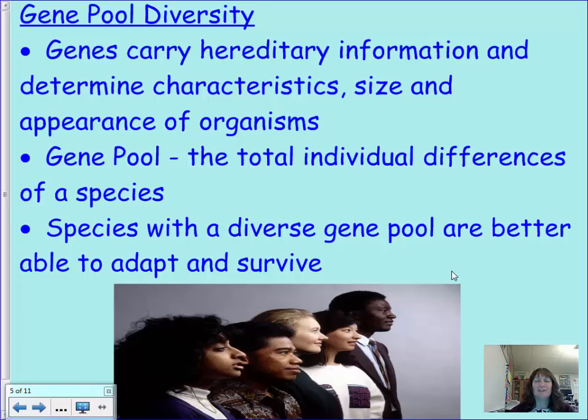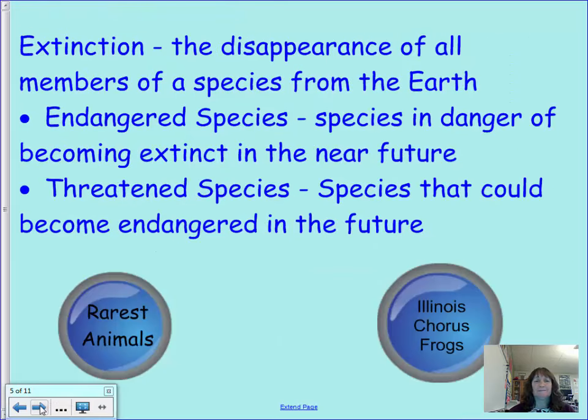Species with a diverse gene pool are better able to adapt and survive. Remember when we talked about natural selection earlier in the year, the lab we did with the birds and the beaks? They had lots of different beaks, they had diversity of their beaks. So when a change came along, the species was still able to survive even though some of them died, and that's where the gene pool comes in. If you have a lot of differences in your gene pool, you're better able to adapt to changes.